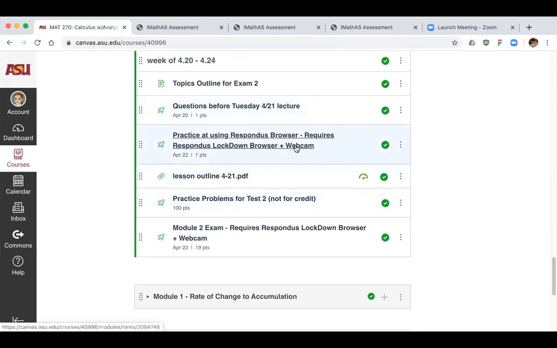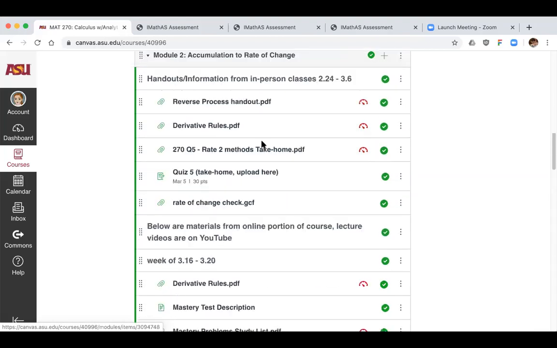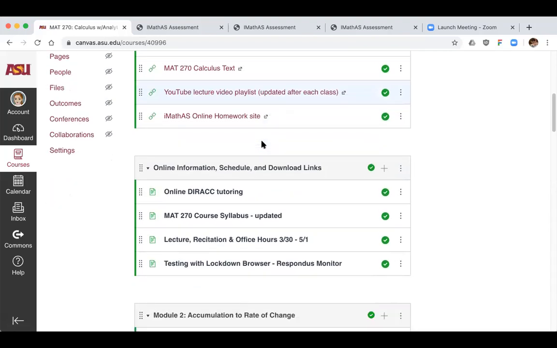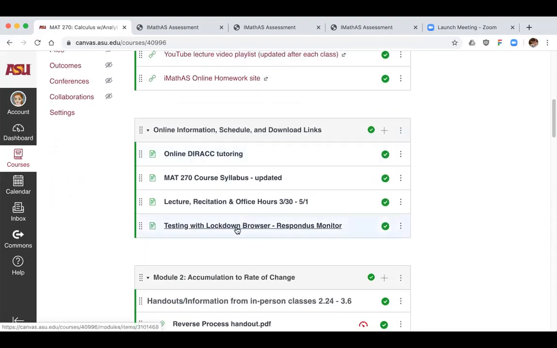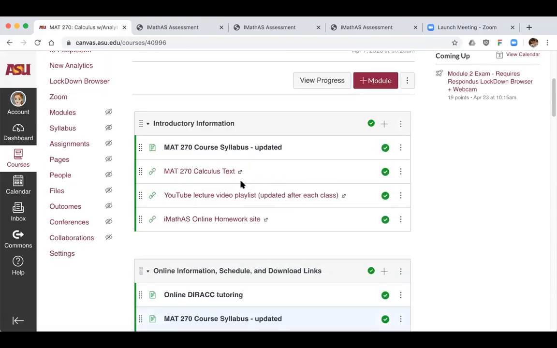This is the practice at using the Respondus browser. You can click into it at any point in time. It's a quiz that's password protected and it won't open up unless you're using the Respondus browser. So there's a link inside there that'll help you download it, but also up at the top, testing with the lockdown browser and Respondus monitor. This is up near the top of Canvas.